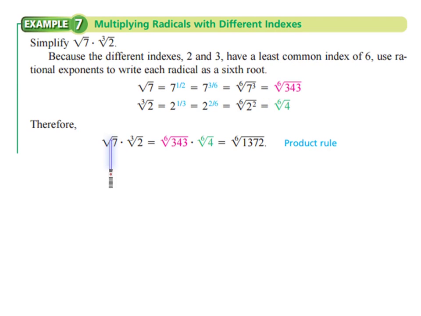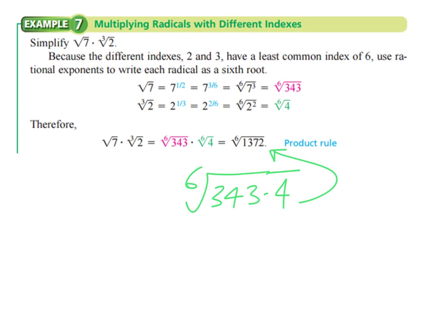So again, we started with a square root of 7. That's the same as the 6th root of 343. We started with a cube root of 2. That's the same as the 6th root of 4. Now these have the same index. We can use our regular radical properties, and kind of the one thing that they skipped in here was showing that it's 343 times 4, and then that's how we get the sixth root of 1372. And that's simplified as much as possible then with that sixth root of 1372. It's all together as one radical, which is what we want.